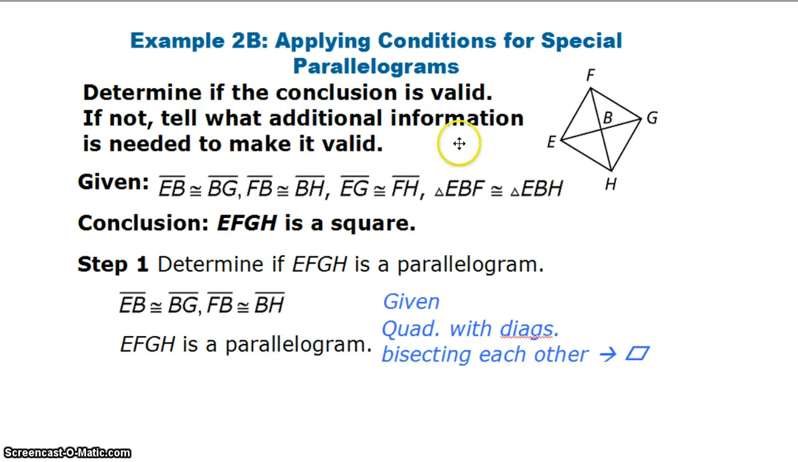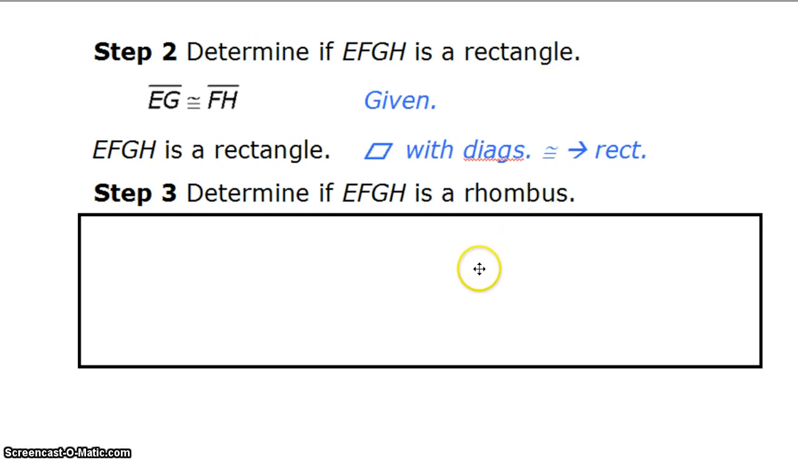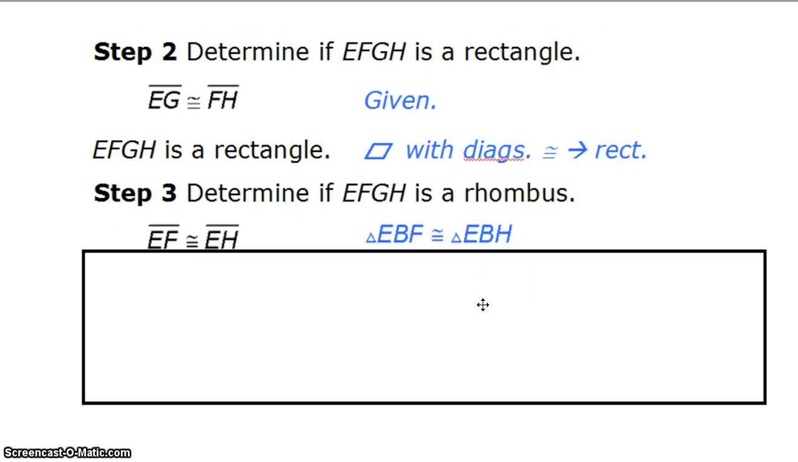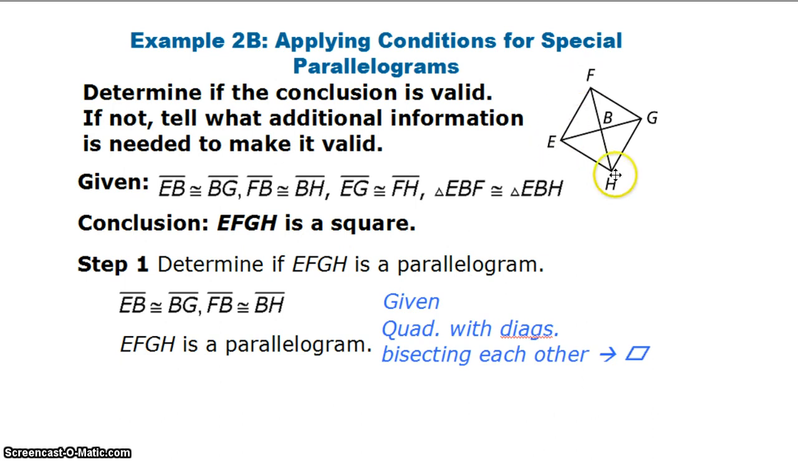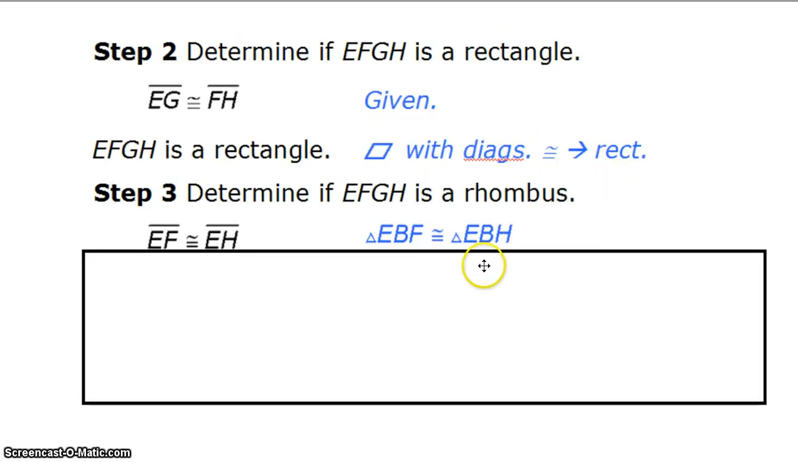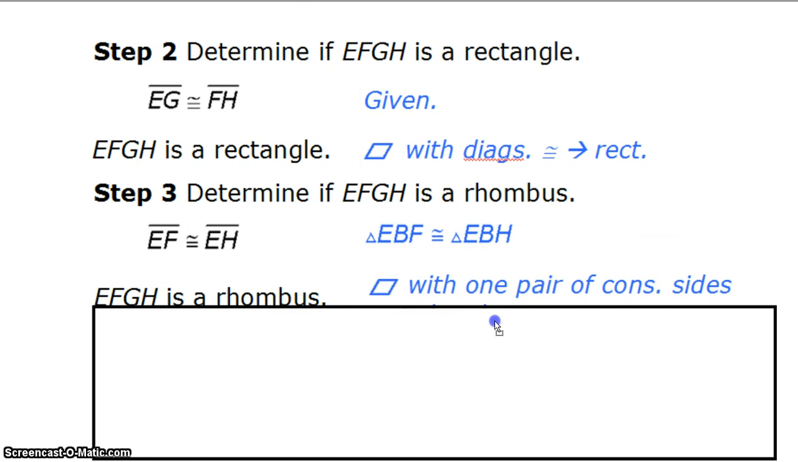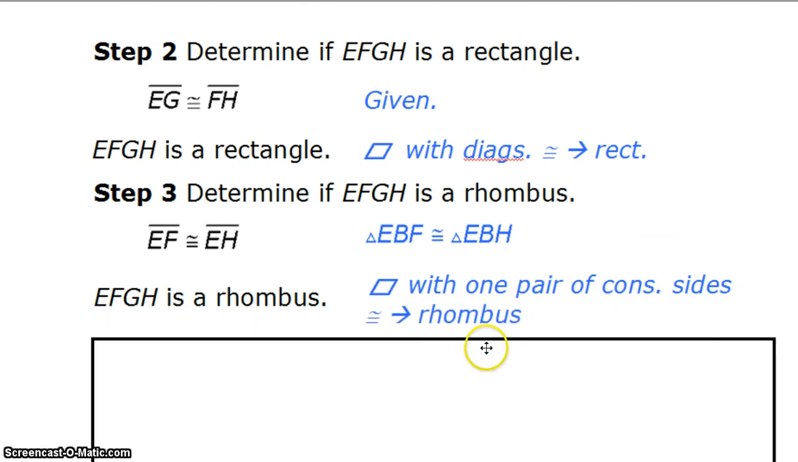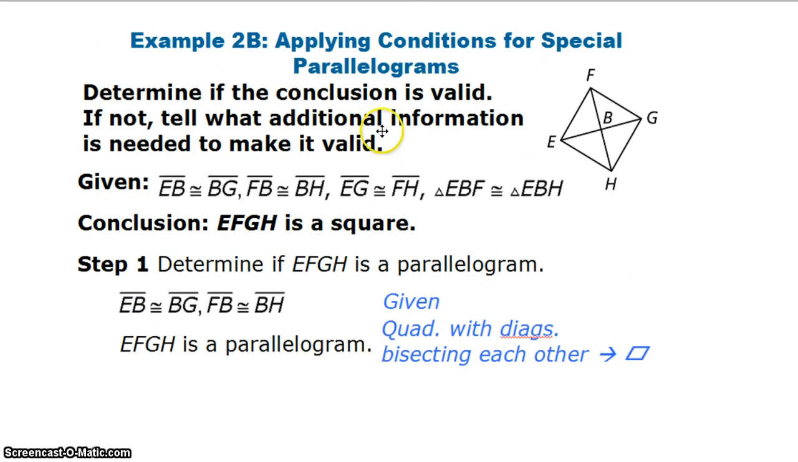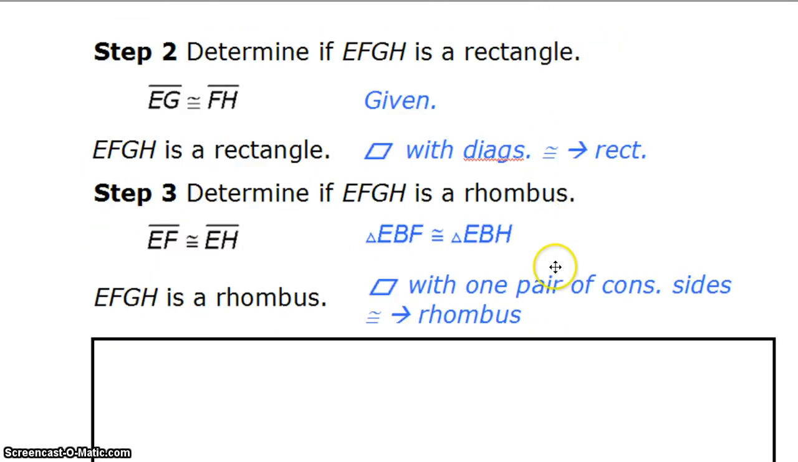Let's look at it. Here's the information. Rhombus, all sides congruent, right? And so we know that it is a parallelogram. We know that it is a rectangle. And so EF is congruent to EH, based on our congruent triangles, right? And so when we have consecutive sides of a parallelogram that are congruent, we have a rhombus, and that's exactly what we have here. Consecutive sides are congruent in this parallelogram, so we have a rhombus.